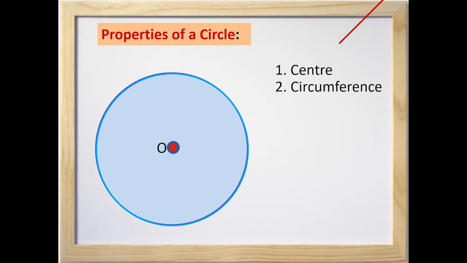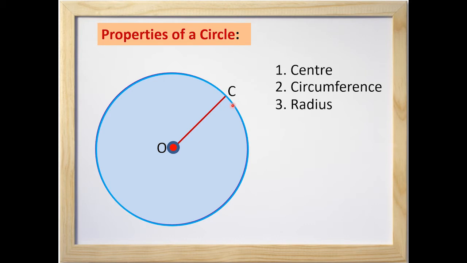The next we are going to learn is called the radius of the circle. What is radius? Radius is the line segment joining the center and any point on the circle.